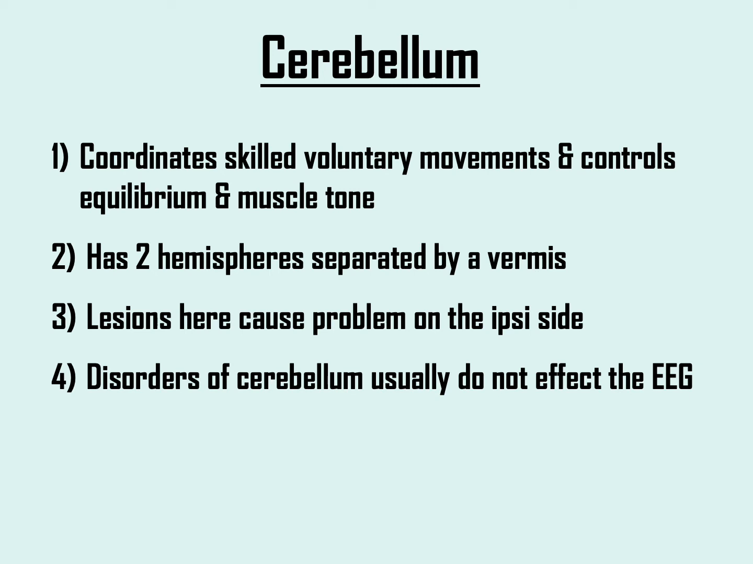So that's the important thing I want you to understand about the cerebellum: because of how it's made up, it does have some crossing, but it crosses more than once. And so a lesion on, say, the left side of the cerebellum would affect the left side of the body. So it has ipsilateral issues. So always remember that. Another important thing about the cerebellum is that it doesn't really affect the EEG. Disorders of the cerebellum don't usually affect the EEG. So remember that for a board exam question.